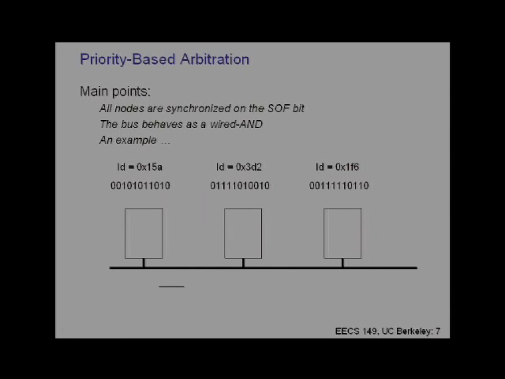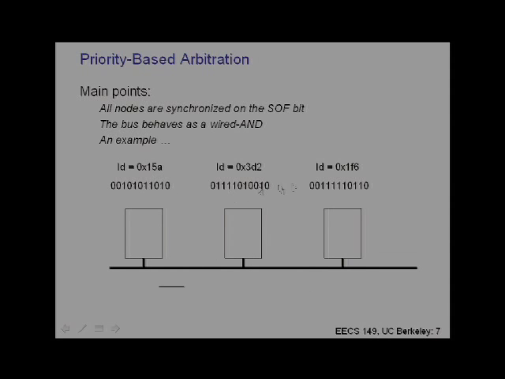In the arbitration scheme, the key thing to remember is that the bus behaves as a wired AND. All nodes are first initially synchronized on the start of frame bit. Let's take an example. Here you have 3 ECUs, and this is the priority. ECU number 1 is sending a message with priority hex 15A. The priority field is 12 bits. So this is the priority of the message sent by the first node, this is the priority of the second node, and this is the priority of the third node. These are the binary representations of these hex numbers.